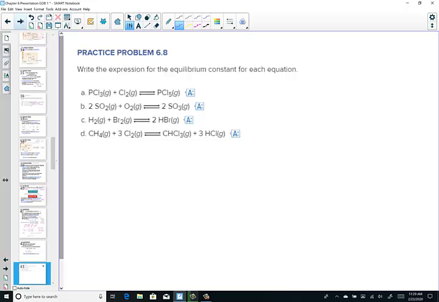Before we calculate some equilibrium constants, it's really important to become proficient in writing them. Let me ask you to pause the video and write out the equilibrium expressions, K equals, for each of these examples that are balanced chemical equations. Write them out and then come back to the video when ready to check.